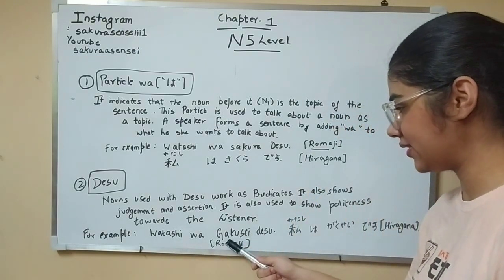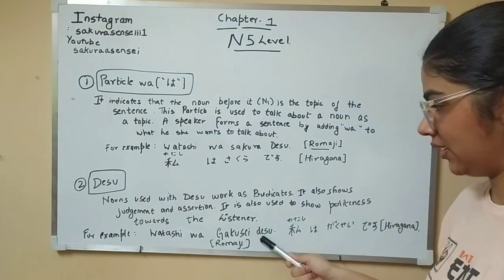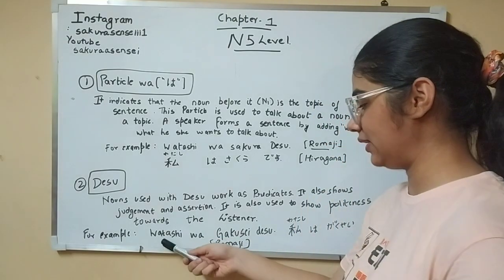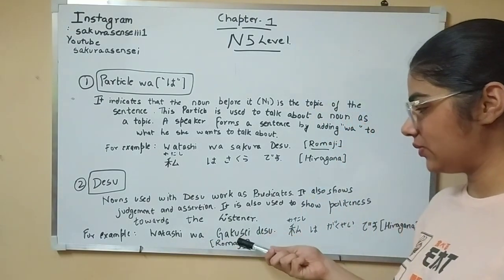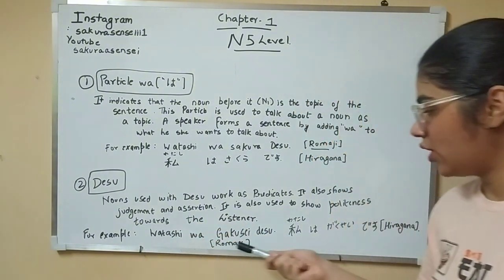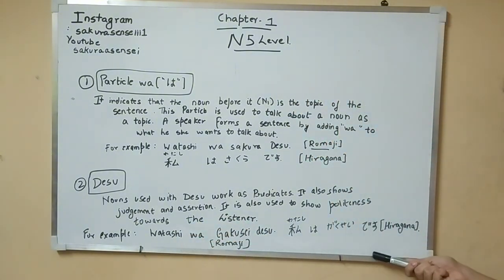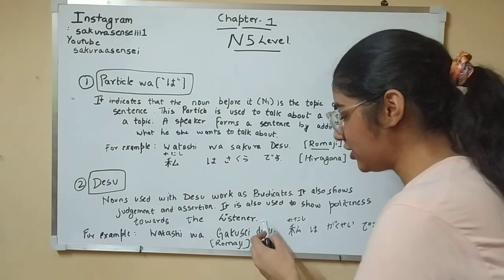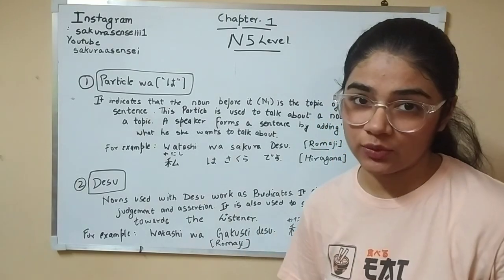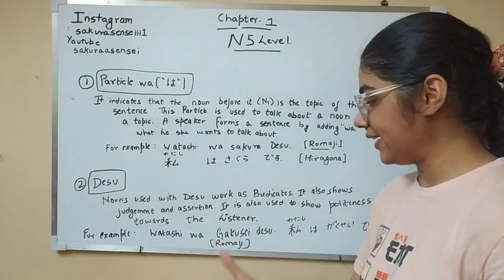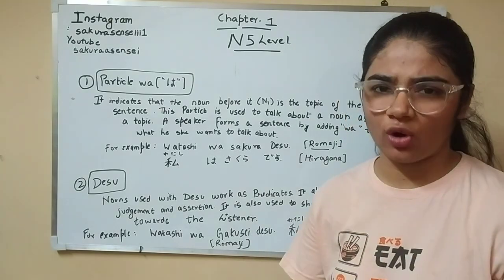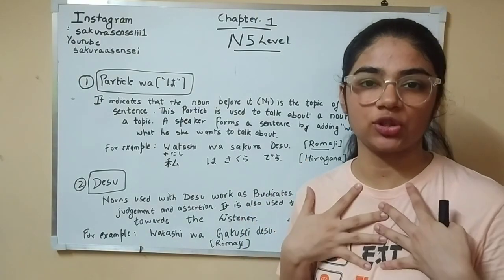Watashi wa gakusei desu, which basically means I am a student. Watashi means I. Gakusei means student. I have written this sentence in Romaji and even Hiragana as well. So watashi wa gakusei desu. When I attach desu at the end of this sentence, I am stating a judgment or an assertion, or basically a normal statement that yes, I am a student.